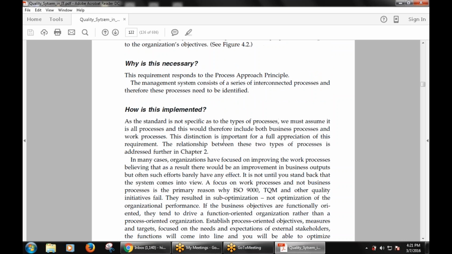As the standard does not specify the type of the processes, we assume that all the processes would fall into the business process and the work process. That means all the processes will be divided into two categories. One is the business process, one is the work process. And the difference is important for a full appreciation of the requirement that is applicable for the quality management system.